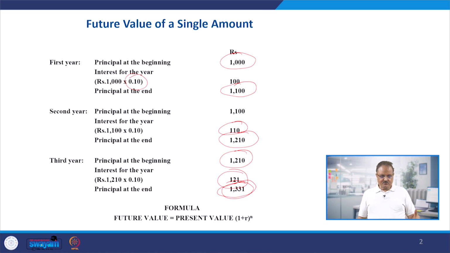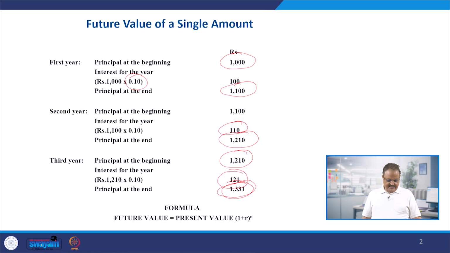Now I have to make sure whether after 3 years, this money being paid back to me by the bank, that is 1331, is equal to the 1000 rupees of today which I deposited in the bank or not. And for that purpose you have to discount this amount, this cash flow.